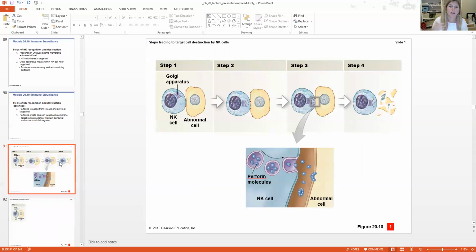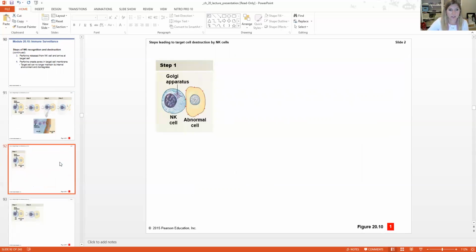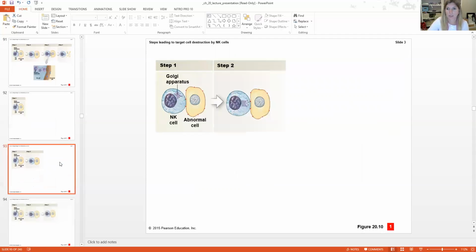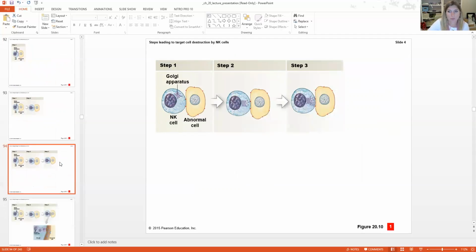Here's a picture of it. It's floating along in step one, finds this abnormal cell, binds to it, recognizes it as an abnormal cell. The Golgi apparatus migrates, produces these perforins in secretory vesicles, which are released, perforate, and destroy that foreign cell, and then it's gone. Here are the steps individually, which I suggest printing out.